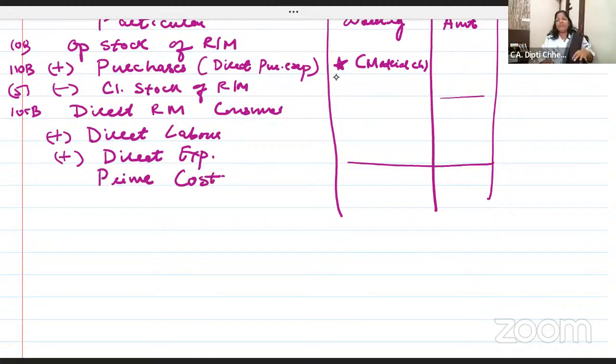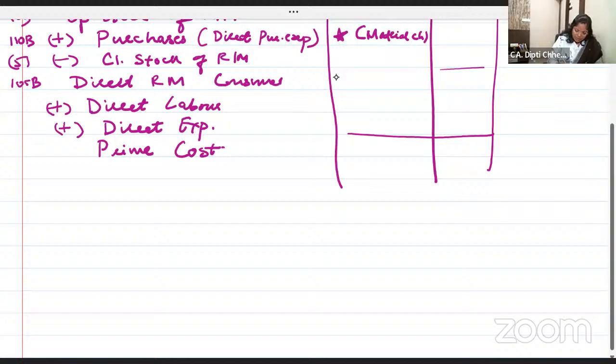For so many of you, this may be very easy. Keep patience. If Dipti ma'am is making us write, instead of referring to the printed format, there is some reason. If you want the pen to flow for 3 hours and you should not complain that your exam is not over in 3 hours, then write direct material, direct labor, direct expenses. This will be your prime cost.